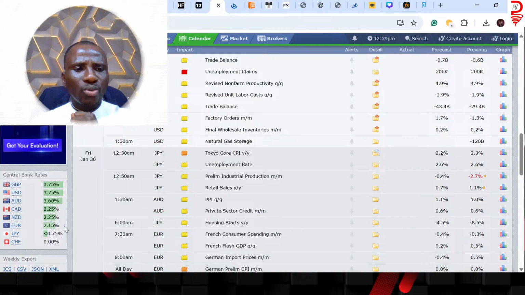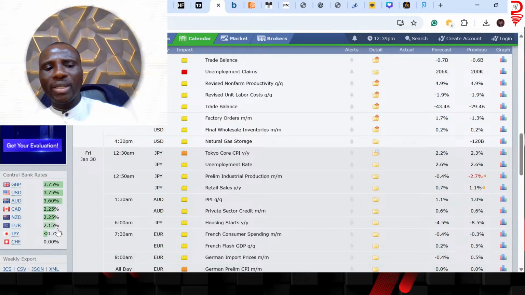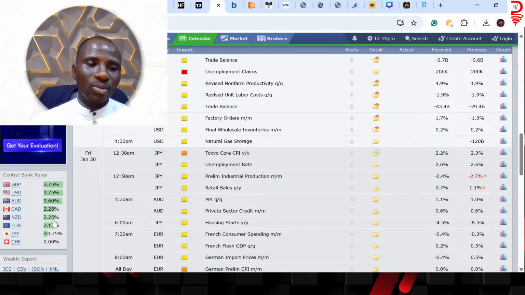Canada 2.25, New Zealand dollar 2.25, euro is 2.15, JPY is 0.75, while CHF, which happens to be the safest safe haven currency as of now, is 0.00. So what we do is to pay close attention to currency pairs with the largest, or relatively large interest rate divergence. What do I mean by that?